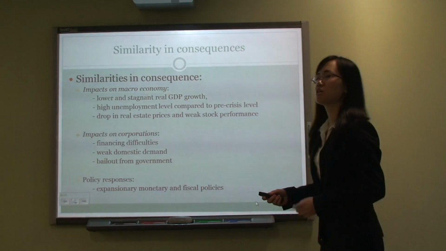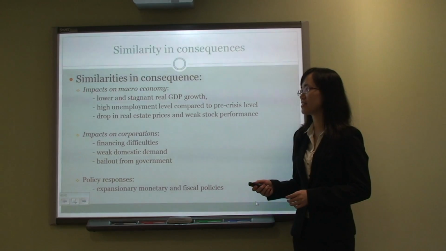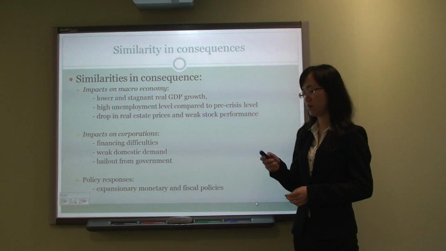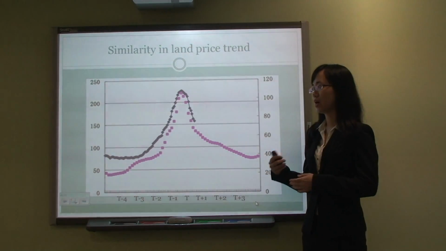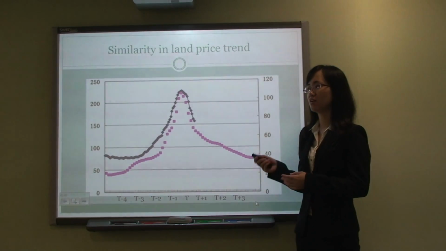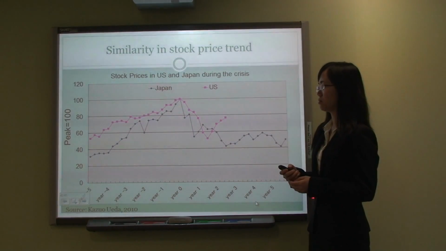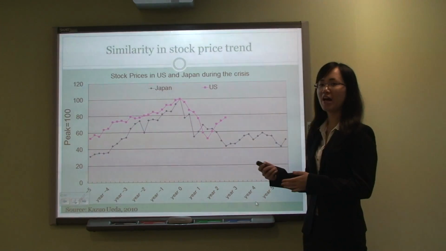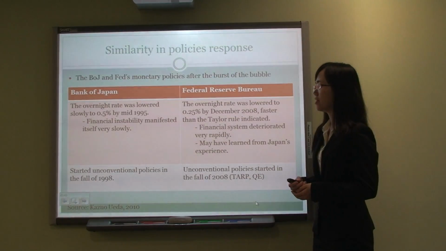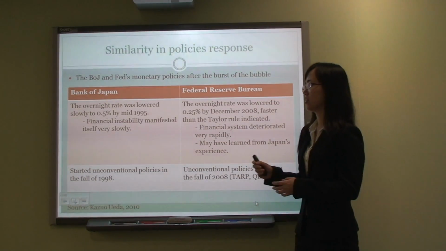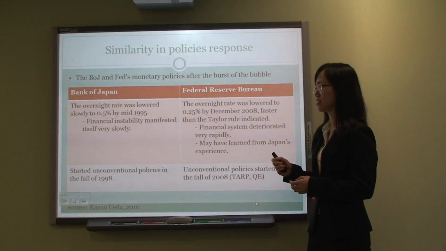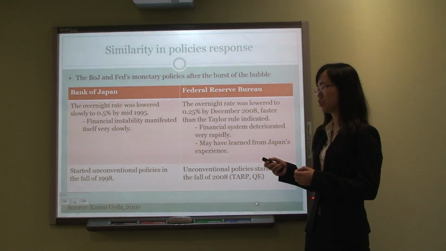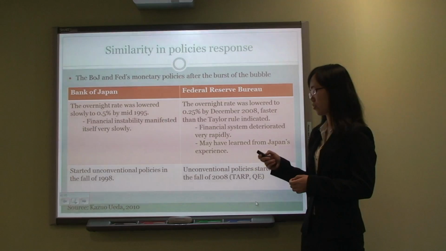Thank you, Vicky. In terms of the similarities in the consequences of the two crises, there are mainly three types: the impact on the macroeconomy, on corporations, as well as some policy responses. This is the similarity map of the land price trend in the two crises. And this is the similar trend of the stock index performance in both of the crises. We can see that there is a very high level of similarity between the two. And this is the table summarizing the similarities in terms of the policy responses. First of all, the policy rates are reduced, and also unconventional policies are brought out during the crisis.